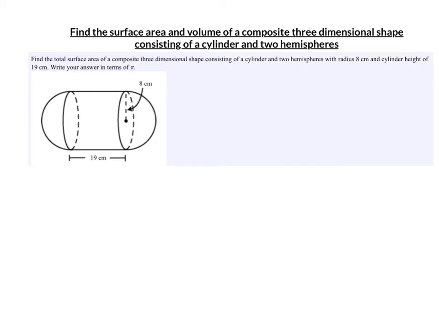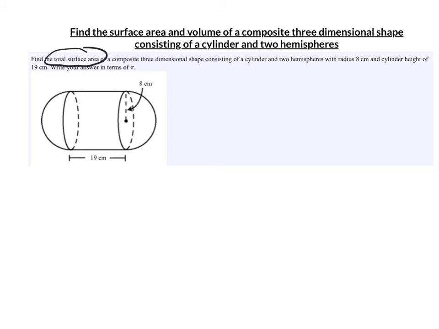Find the surface area and volume of a composite three-dimensional shape that consists of a cylinder and two hemispheres. This question says find the total surface area, but I'm going to do both so you have an example of each, because both are in your homework.